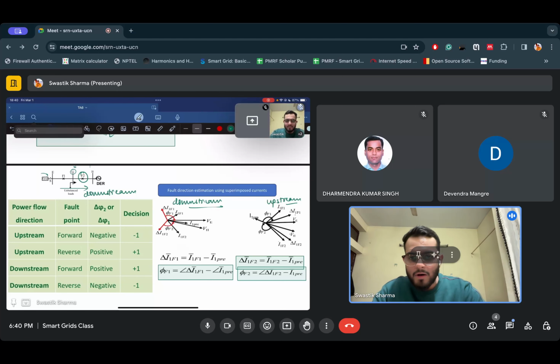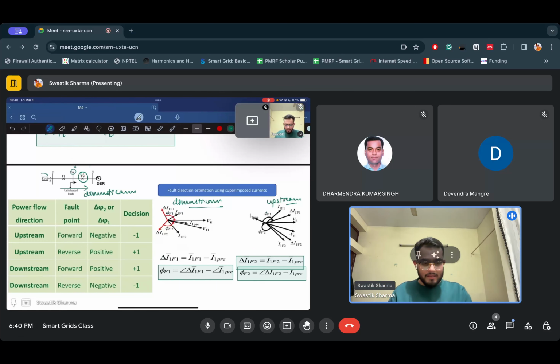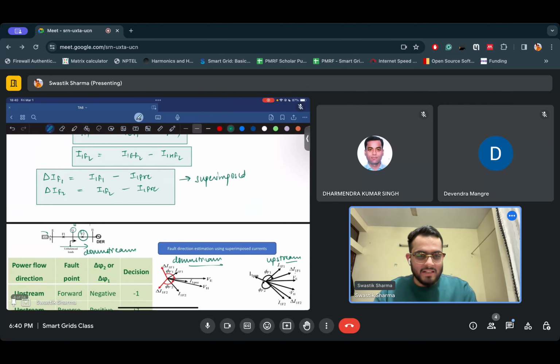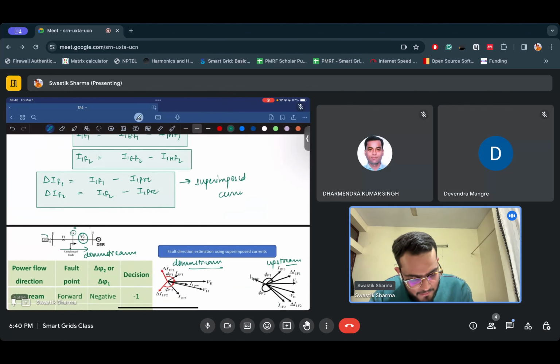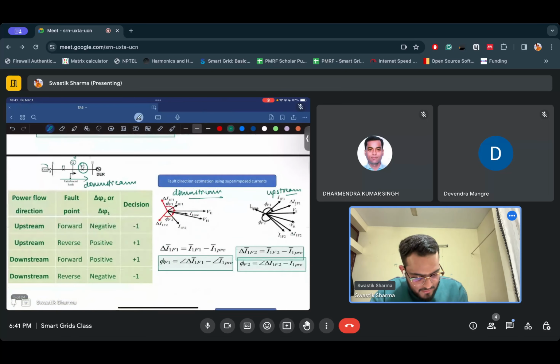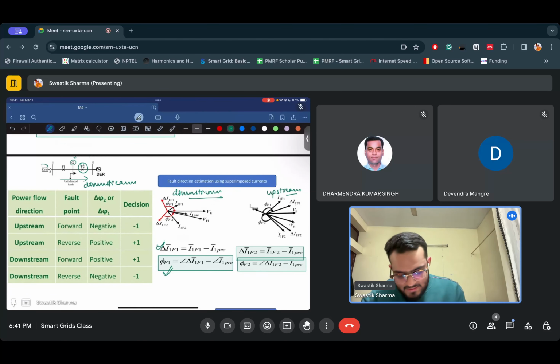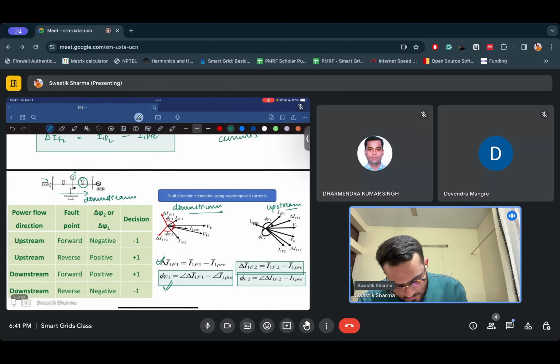So we were discussing, let's say, if a fault occurs downstream again. I told you how superimposed currents work, right? How we will be able to sense direction using this. So if a fault occurs downstream, the flow of direction would be, the G will sense current.